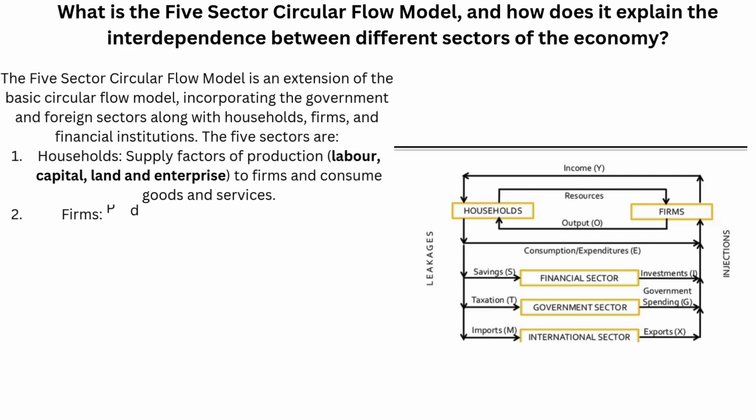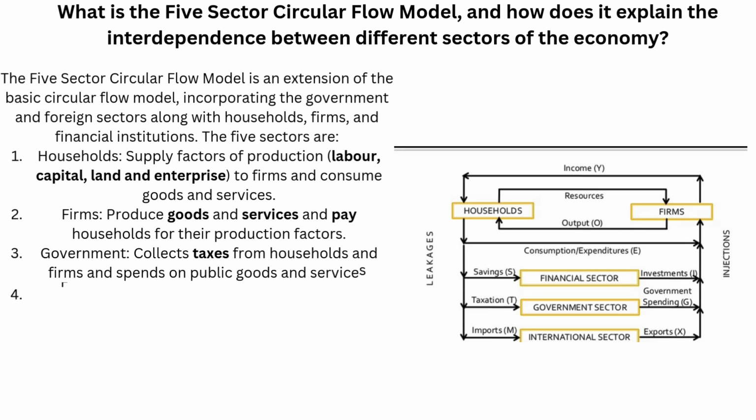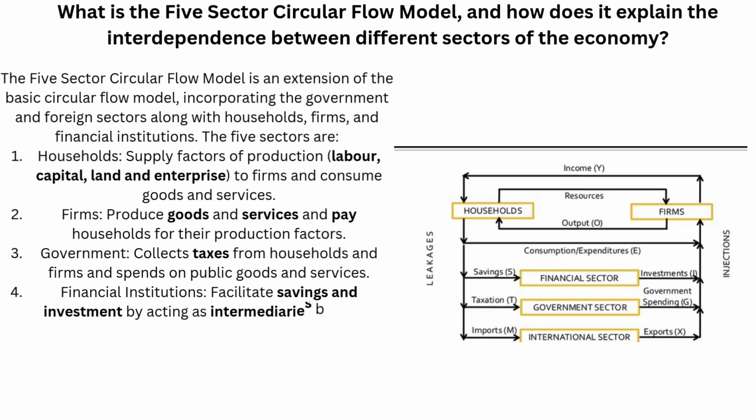The government collects taxes from households and firms and spends on public goods and services. Financial institutions facilitate savings and investments, acting as intermediaries between savers and borrowers. The foreign sector engages in trade with the domestic economy, involving exports and imports. This model illustrates the interdependence between these sectors.